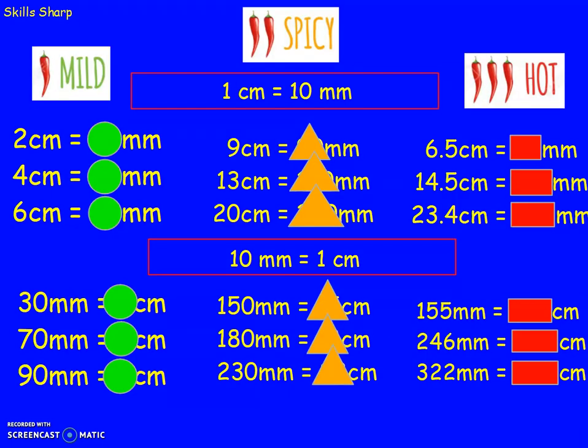It's your turn now. In your book, I want you to write mild, spicy or hot, depending which one you're going to challenge yourself on today. And I want you to have a go. First, this top row is converting centimetres to millimetres. And then the bottom row is doing the opposite. So instead of timesing by 10, you will be dividing by 10 because the number is getting smaller. Pause the video now and have a go at mild, spicy or hot.